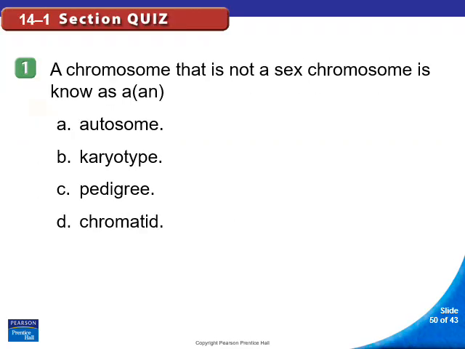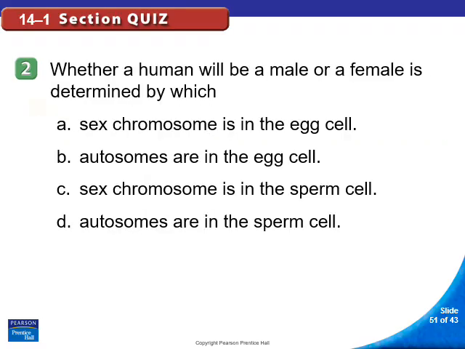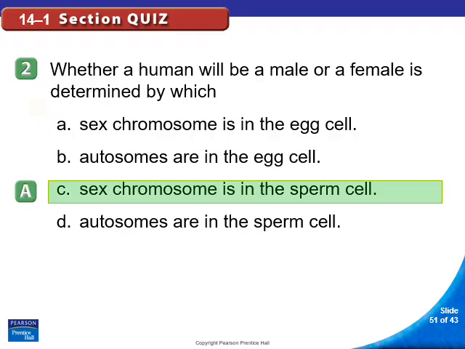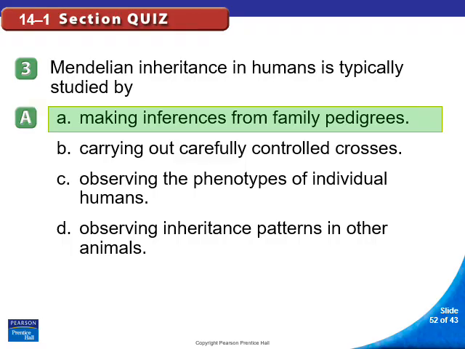A chromosome that is not a sex chromosome is known as an autosome. Whether a human will be a male or a female is determined by the sex chromosome in the sperm. Yes. In Mendelian inheritance in humans, we cannot do controlled experiments because of ethical reasons. We only make inferences from family pedigrees. Yes, very good.